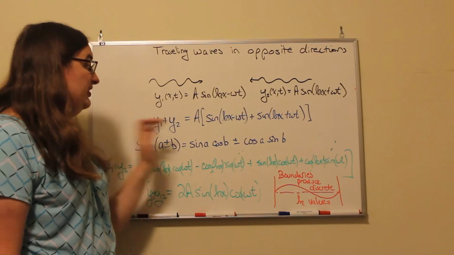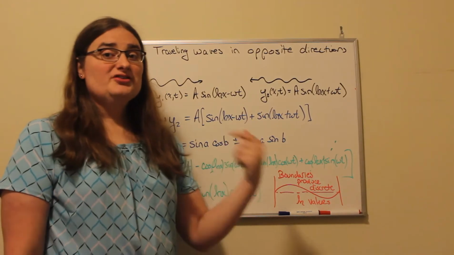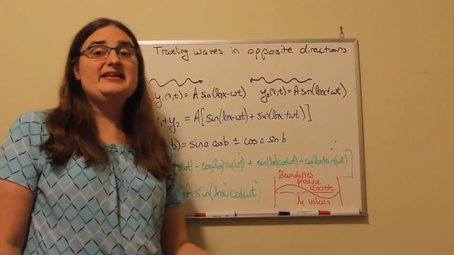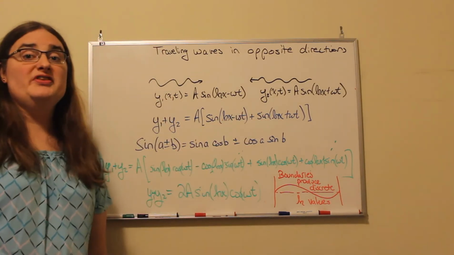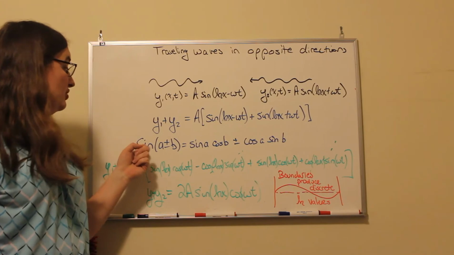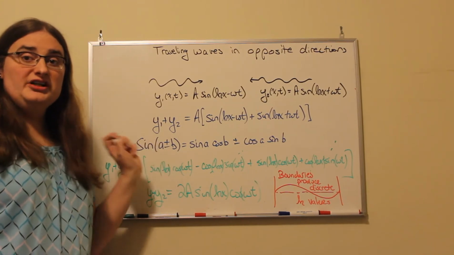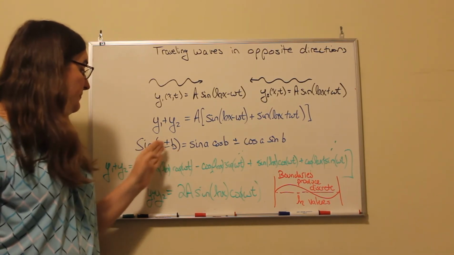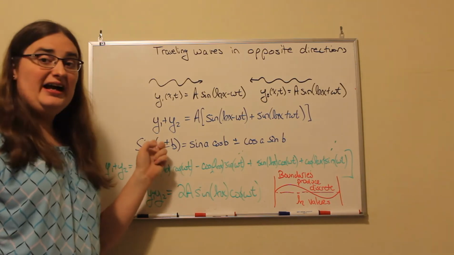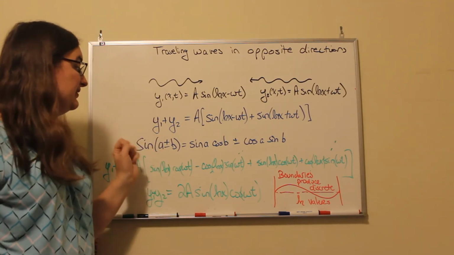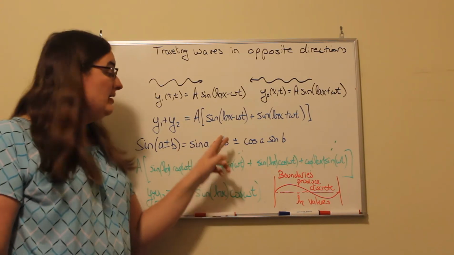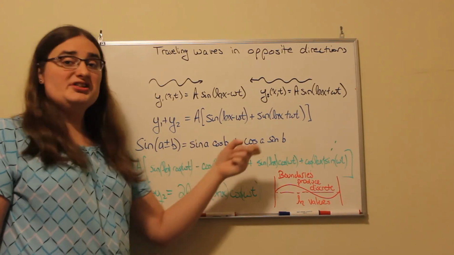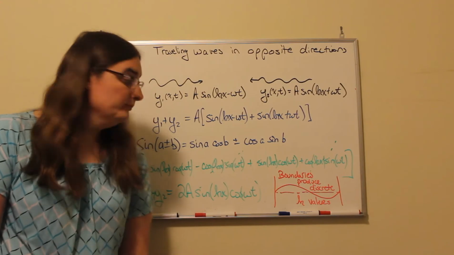Well, if I wanted to sum those two together, it turns out there's a trig identity that I can make use of to clean up the form of this just a little bit. So if you have the sine of a sum, the sine of a plus b or the sine of a minus b, that could be written out as the sine of a cosine of b plus or minus the cosine of a times the sine of b.